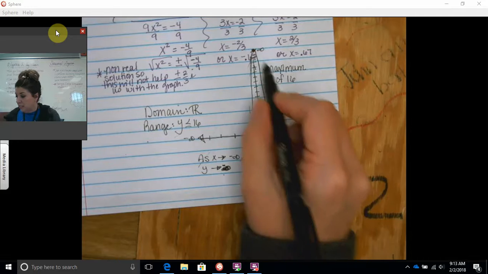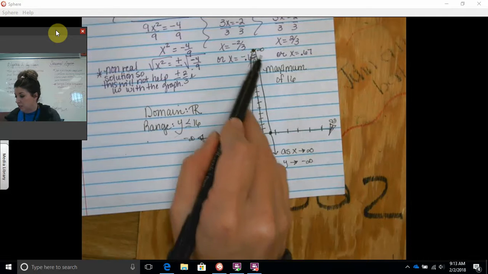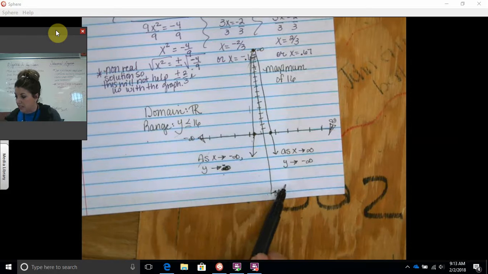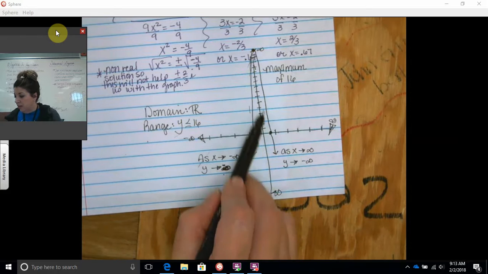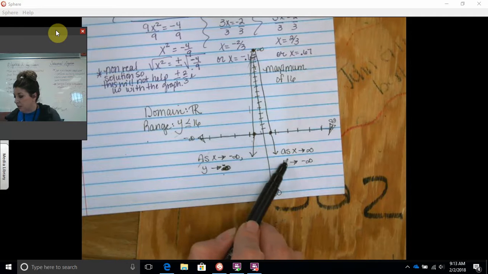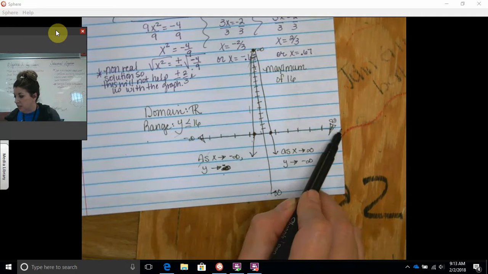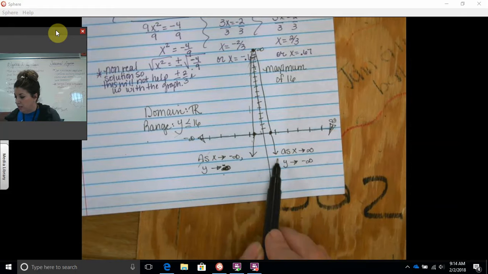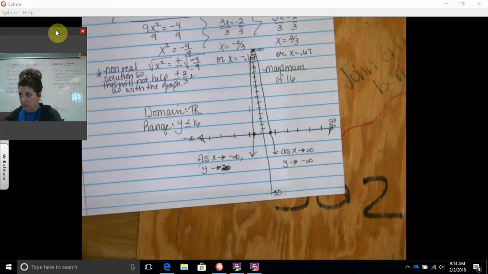So on your right side, when your graph is going in this direction, your arrow, because it's going down, you want to say negative, but your x values are slowly increasing because they're going this way. So your x's are approaching positive infinity, and your y's are going down. Your y's are getting smaller and smaller and smaller. They're going to negative infinity. Okay?